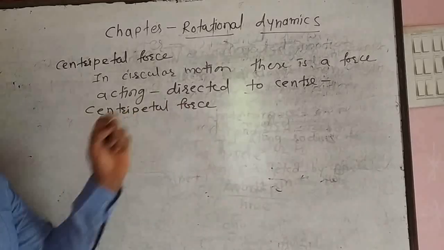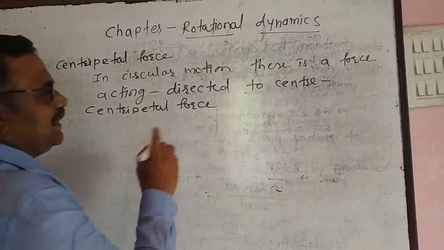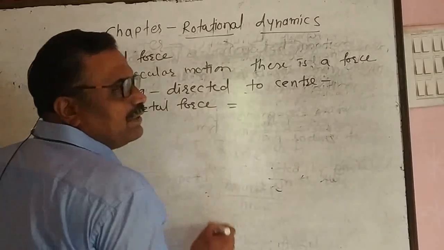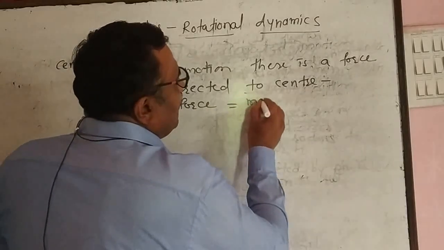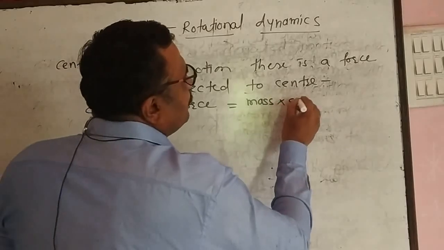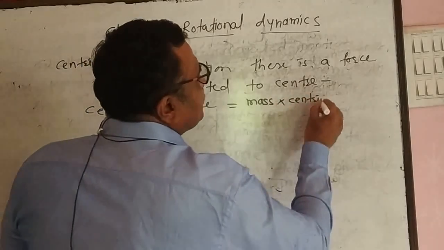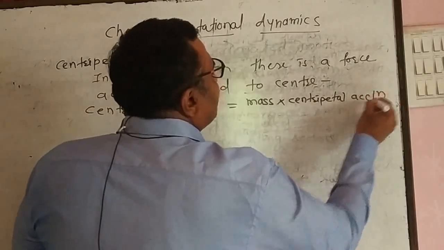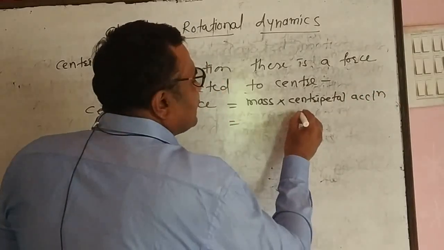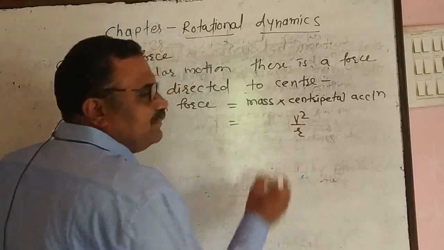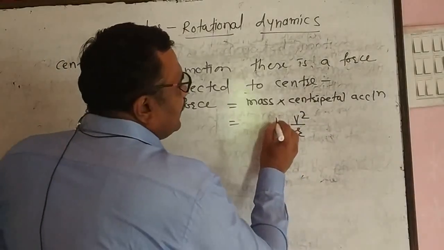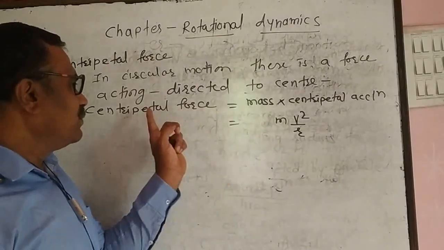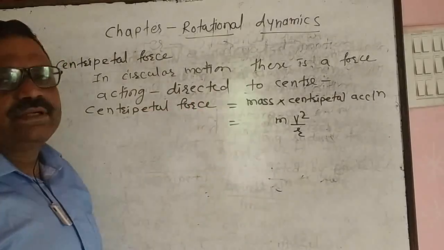By Newton's second law of motion, the magnitude of centripetal force is given by the formula mass of the particle into centripetal acceleration. Centripetal acceleration is given by the formula v square upon r. Therefore, m into v square upon r. This is one formula to calculate the magnitude of centripetal force.